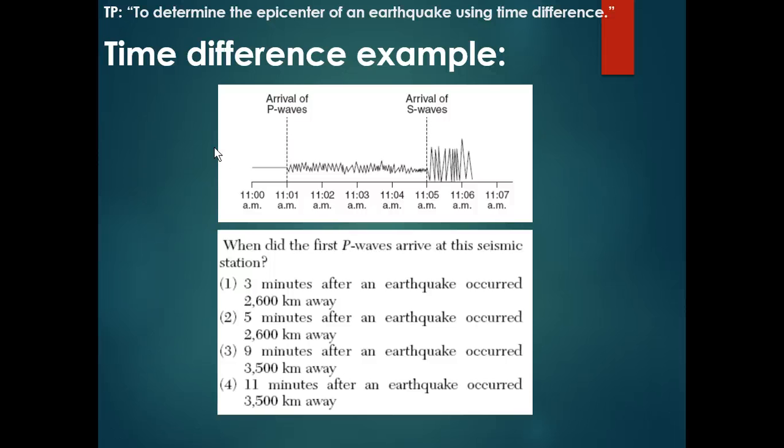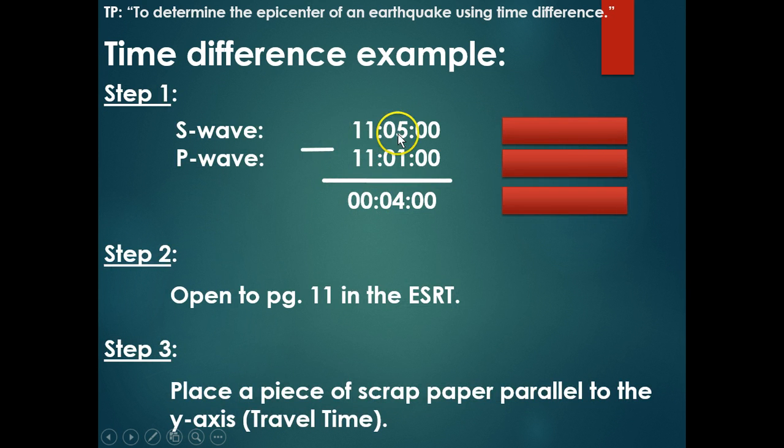Here's a Regents question. When did the first P wave arrive at this seismic station? All right. Well, if we go back to our steps, the first step is to calculate the time difference. So I'm looking over here at my seismogram, and the time difference is going to be 11:05 a.m. subtracted from the P wave arrival time, which is 11:01. So right off the bat, here's our S wave minus our P wave, and it's 4 minutes.